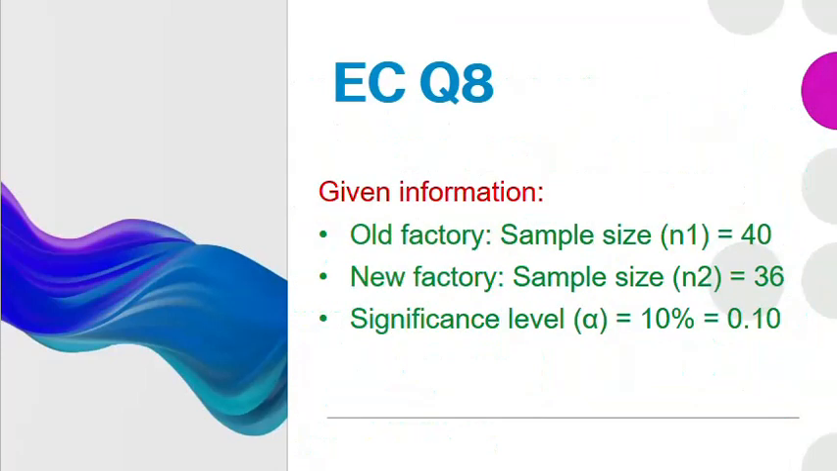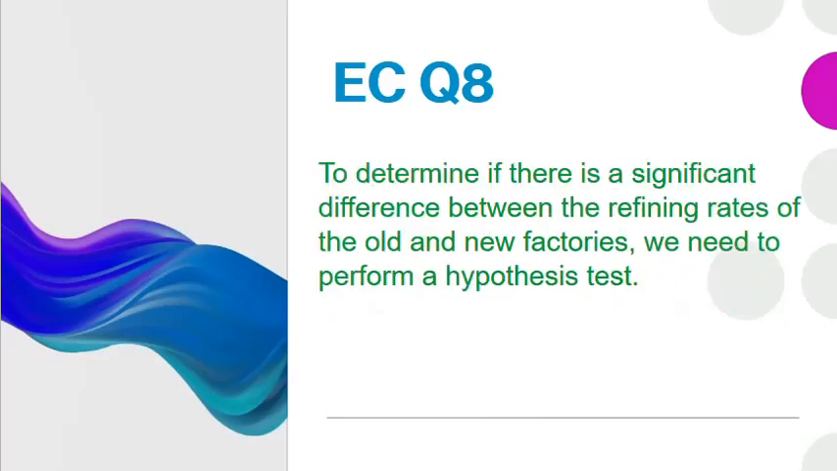So, as always, let's start off with the given information. The old factory has a sample size N1 of 40. The new factory has a sample size N2 of 36, and the significance level alpha is 10% or 0.10. To determine if there is a significant difference between the refining rates of the old and new factories, we need to perform the classical hypothesis test.